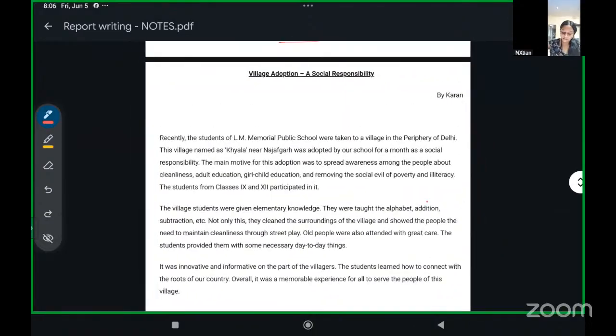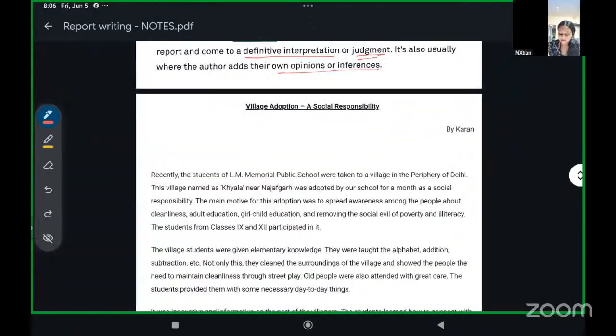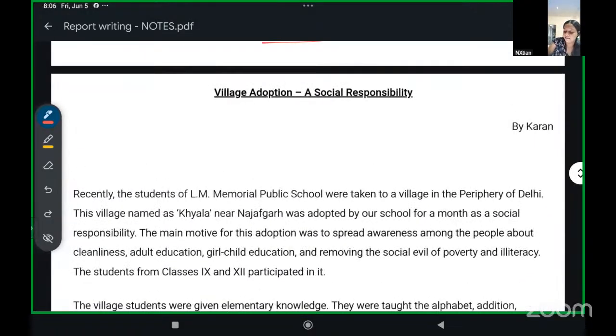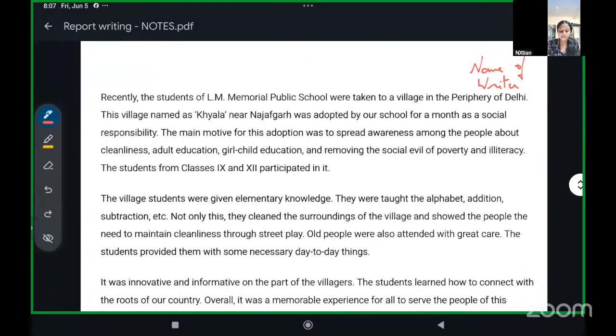Okay, now take a look at an example. This is a report. Village adoption, a social responsibility. This is the heading, by Karan, the name of the writer. Village adoption, social responsibility is written at the top, centered, underlined. Then you leave one line, and then at the right corner, you write the name of the writer. Then you leave one line, and then you start with the introductory paragraph in a report.